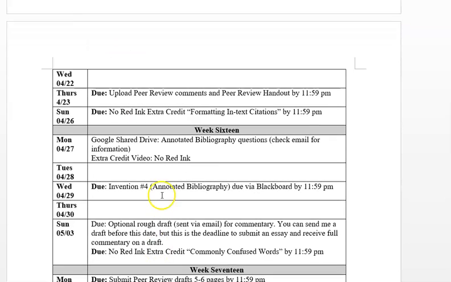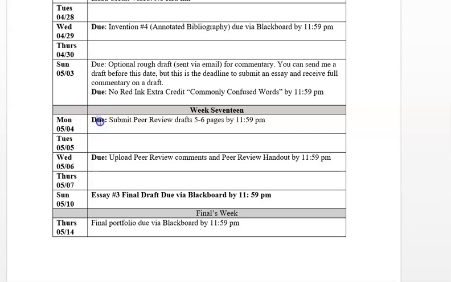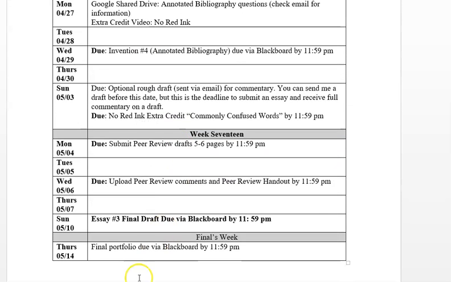write a better paper. The week of Monday, April 4th, this will be your peer review draft that's 5 to 6 pages, which should be what you think is a final draft. Okay, so rough draft, peer review, final draft, peer review. And the final draft is due Sunday, May 10th.